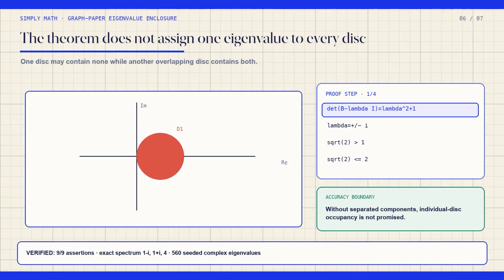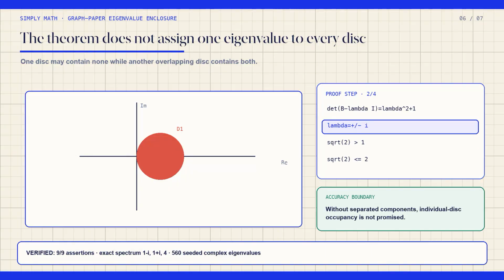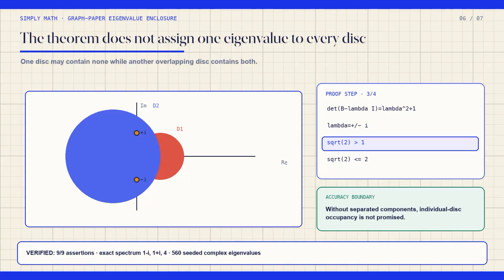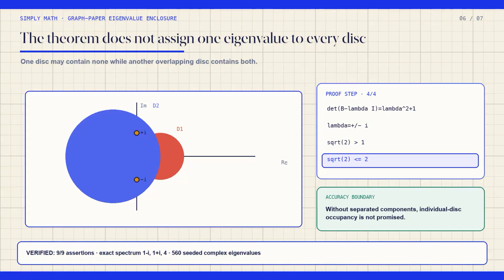Four b equals rows 1 minus 1 and 2 minus 1. The exact eigenvalues are plus and minus i. The first disk has center 1 and radius 1, and contains neither eigenvalue. The second has center minus 1 and radius 2, and contains both. Only union inclusion is guaranteed without separation.